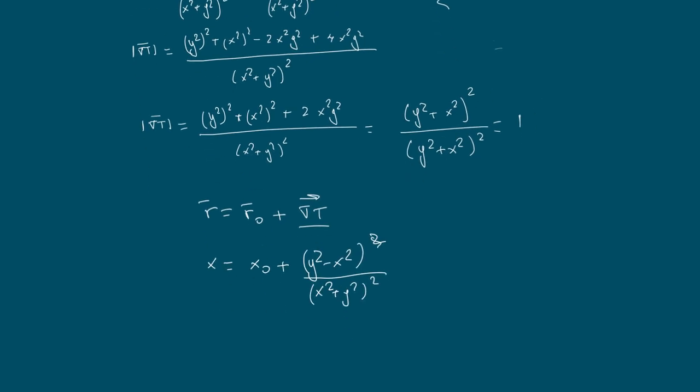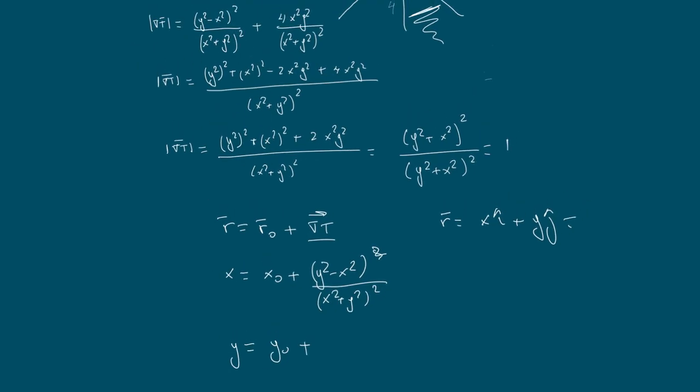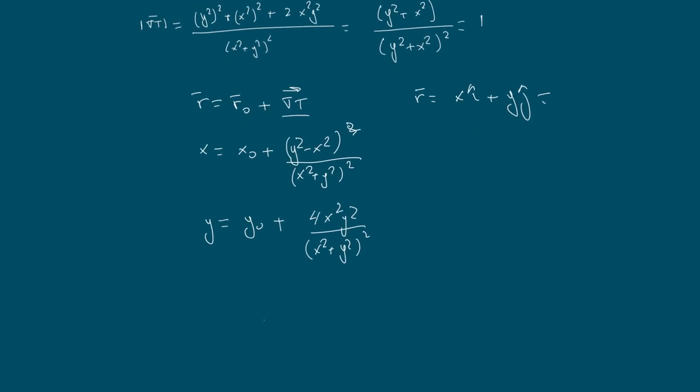So the x will go like this, and the y will go the y initial that you put plus the gradient of t. Remember that r is the position vector xi plus yj. So the y will be y0 plus the component y of the gradient of t, which is 4x squared y squared divided by x squared plus y squared, squared. And now what? Now we do an iteration.